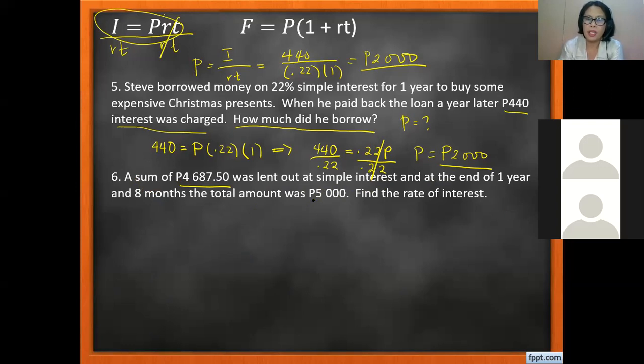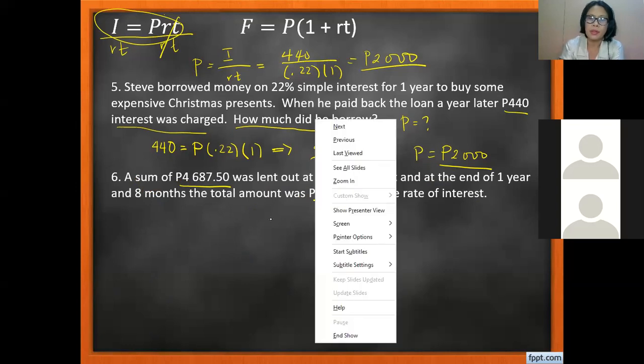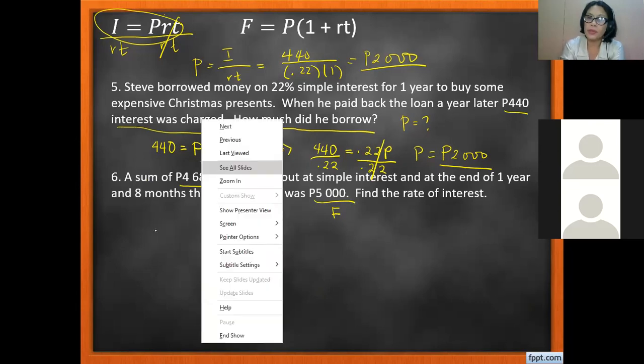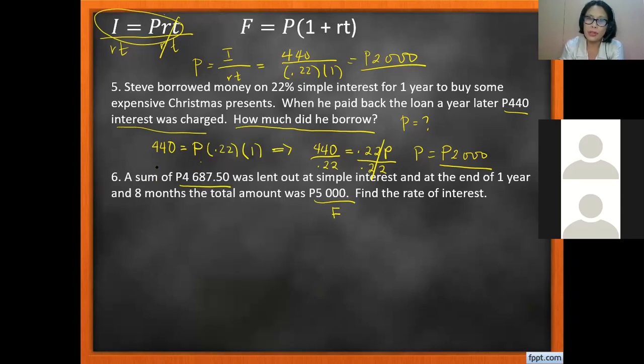So meaning at the end of the period, 5,000 is the total amount. So this is referring to the final amount, while this one is the principal amount. Do not get confused with a sum. Usually this is used referring to an amount of money, but do not necessarily consider it as the final amount. Take note, class, that the final amount should always be greater than the principal amount, because the final amount is the sum of the principal amount and the interest. So this is really F and this should be the principal amount. And we are asked on the interest rate.